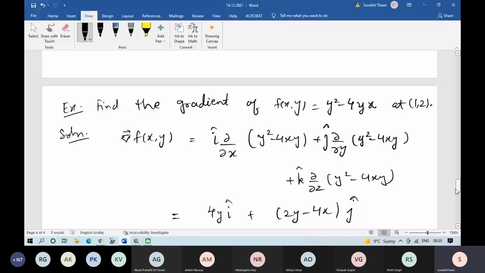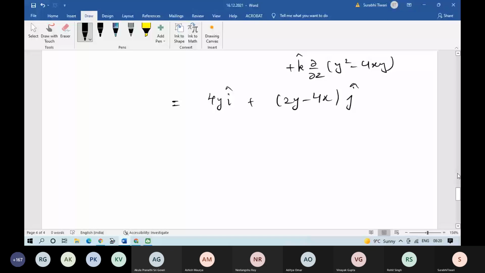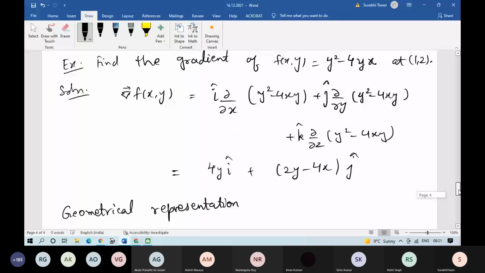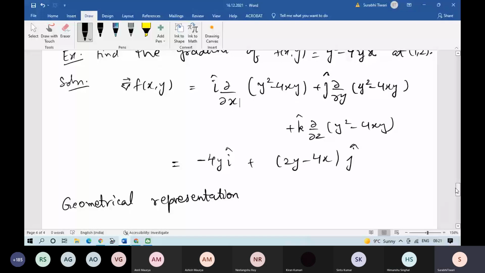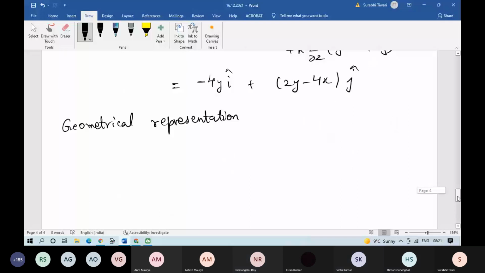Now what is the geometrical representation of a gradient? Geometrical representation. Ma'am, 4y j will be i cap and y will be i cap, right? Minus 4y, yes ma'am. Now it is fine. Yes, ma'am. Geometrical representation of gradient.